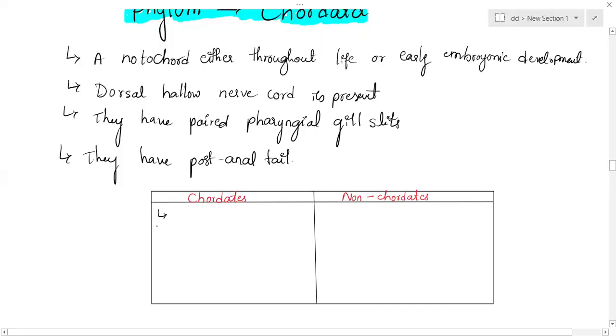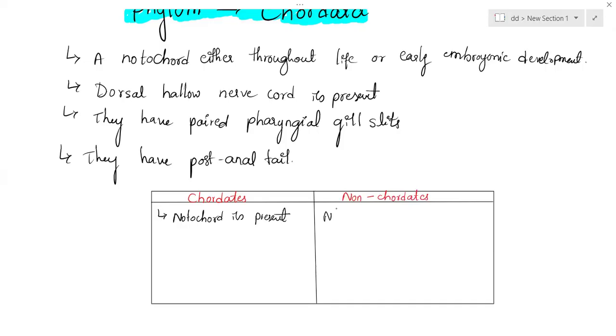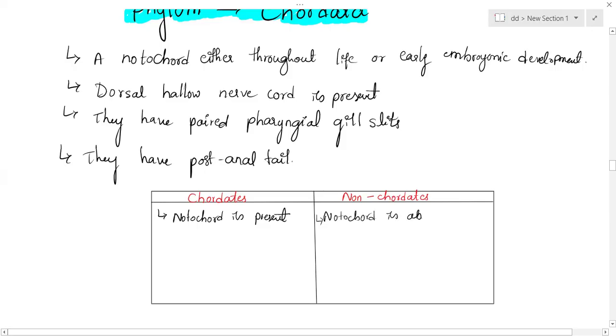The first one: in the chordates, notochord is present. In the non-chordates, notochord is absent. Previously, we studied so many phyla, that is Arthropoda, Aschelminthes, Nemathelminthes, and phylum Porifera, all the primitive type of phyla, right? So those phyla will not have this notochord; it is present only in the phylum Chordata. In non-chordates, notochord is absent.